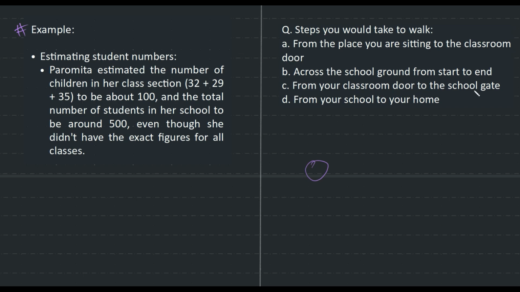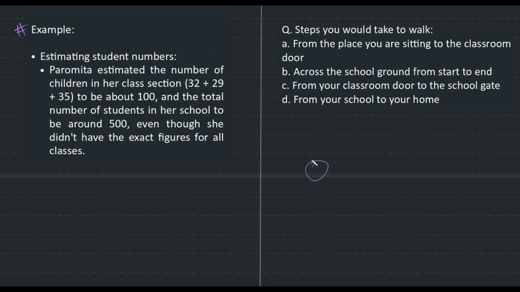From your classroom door to the school gate, maybe it might be around, again, I'm roughly estimating, 200 steps. From your school to your house, I know that it can't be 200 steps because according to me, as of now, 200 steps is quite nearby. Even if I have a school house in front of us, it will be less than 200. Or if I have to travel half a kilometer, 1 or 2 kilometers, it will be quite a lot, right? 1,000 steps.